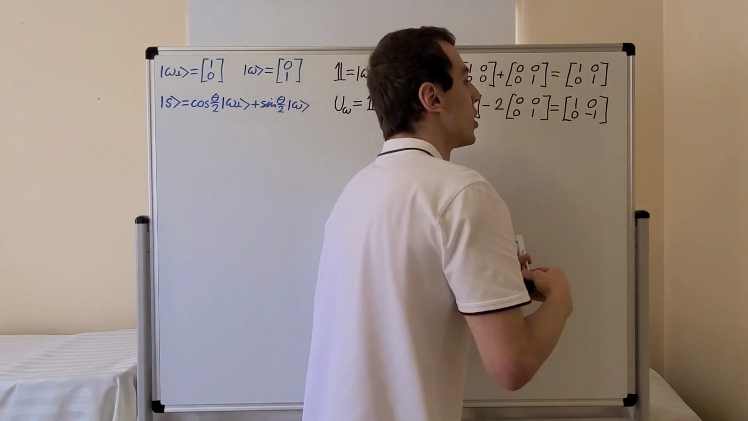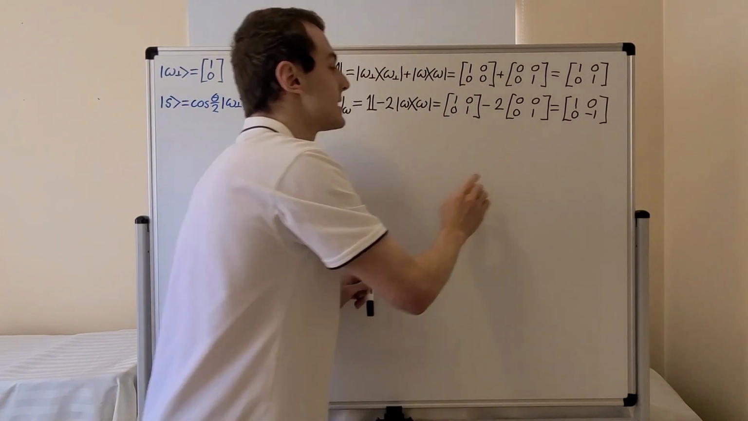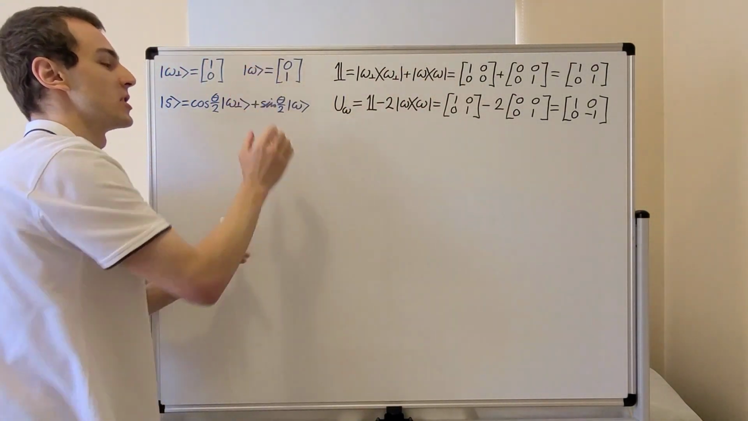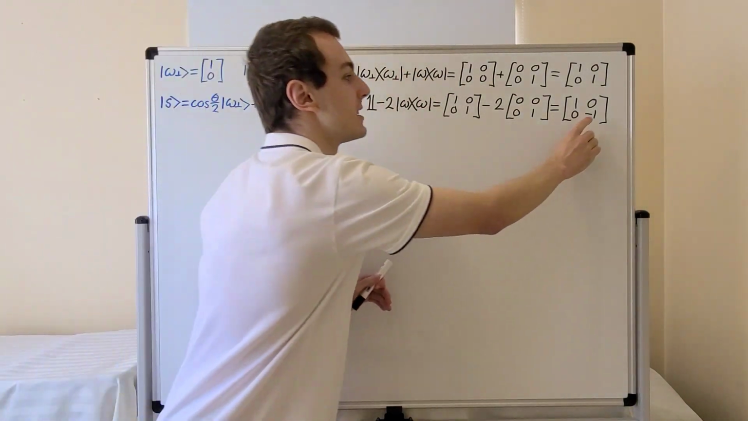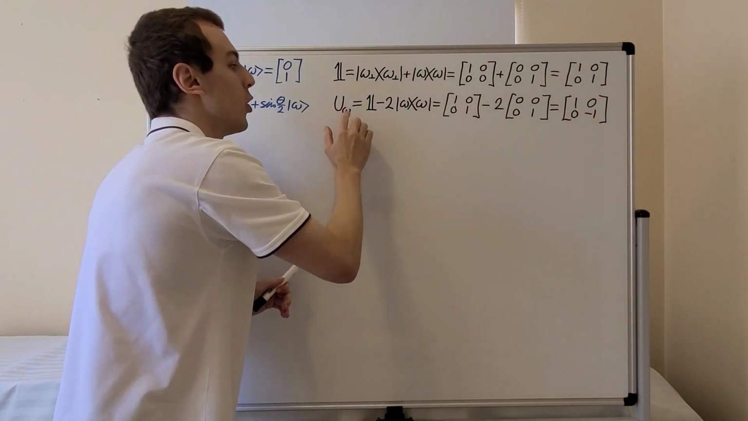So this has the effect of negating the vertical component. It negates the component of a vector that's along the omega direction. So this is the vertical direction. All it does is flip the sign over here. So now we have U omega.